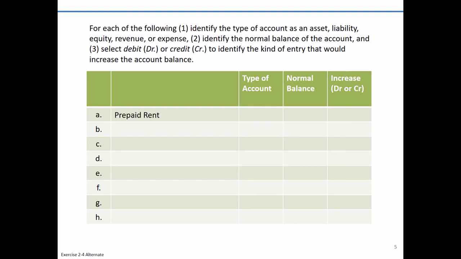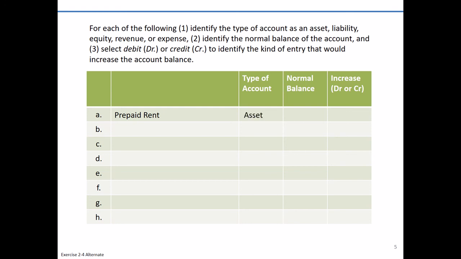Our first account is going to be prepaid rent. When you see the term prepaid, think asset. So for example, this might be a situation that we paid our landlord 12 months in advance. So we've got a future benefit. We've got a facility that we're going to utilize in the future. We haven't used it all up. That's going to be an asset.